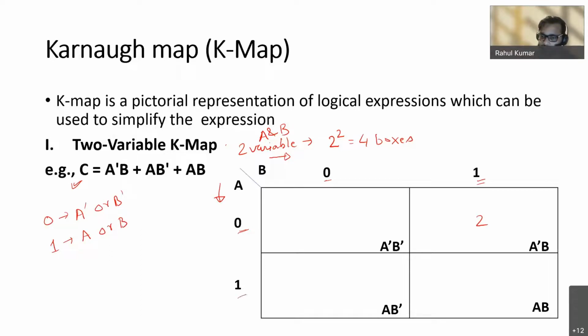Similarly, for the third box here, the value of A is 1, right? So A is 1 and the value of B is 0. So A is 1, that means A, and B is 0, that means B dash. So you will write it as A, B dash.